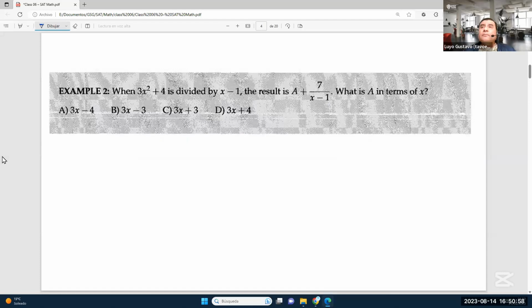Here, you have when 3x squared plus 4 is divided by x minus 1, the result is a plus 7 over x minus 1. What is a in terms of x? Okay, here I'll make a pause and you may try to figure this out. Okay? Let's give you the chance to solve this one.